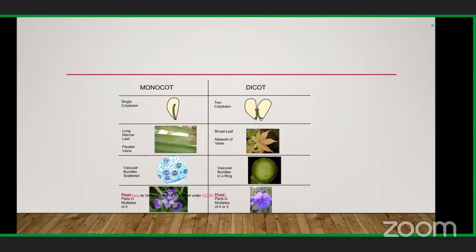You can say in monocot, single cotyledon. Dicot, there are 2 cotyledons. Then leaves are long, narrow leaf, parallel veins in the monocot. And in dicots, you see broad leaf, network of veins. This is the leaf of the dicots.